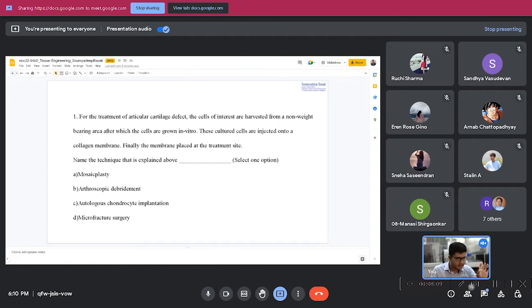And so the name of the technique explained above is, from four options you have to select one. Options are A, mosaicplasty, B, arthroscopic debridement, C, autologous chondrocyte implantation, and D, microfracture surgery. So from the week's content, we know that it is autologous chondrocyte implantation, right?